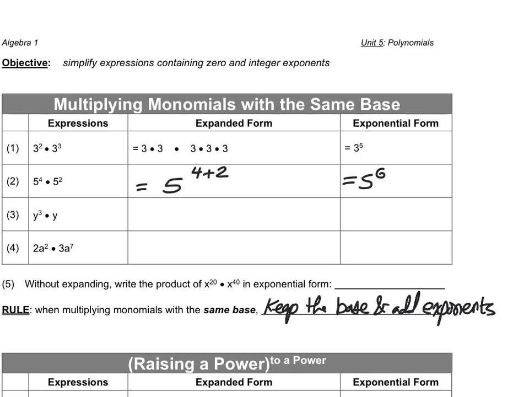All right, so we're not going to write it out. I'm not going to make you write it as 5 times 5 times 5, 6 times. Just the 4 plus 2.